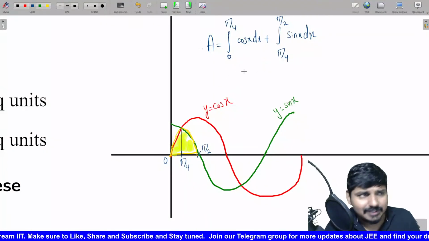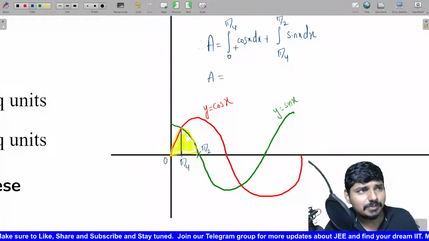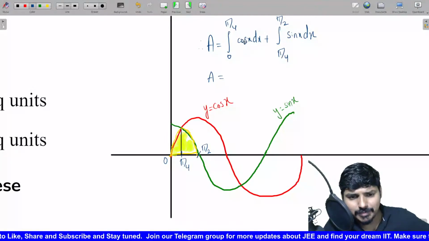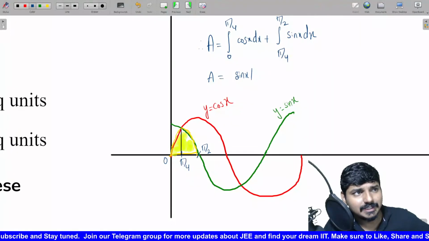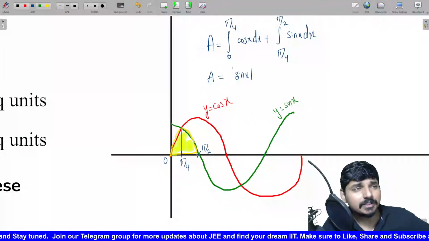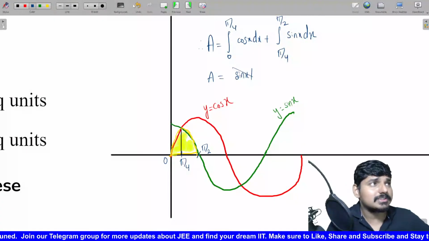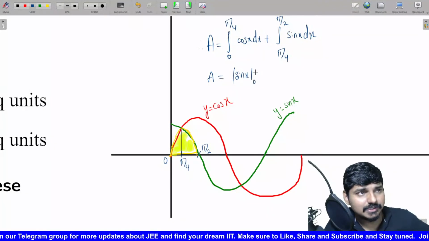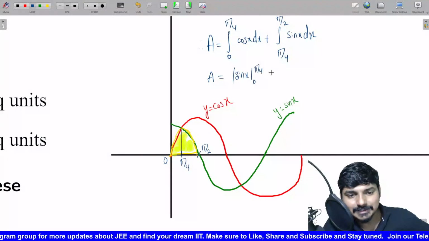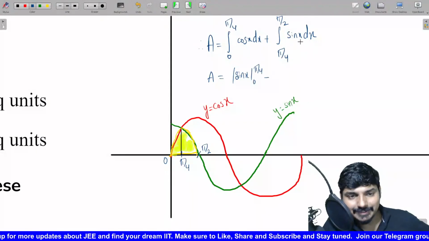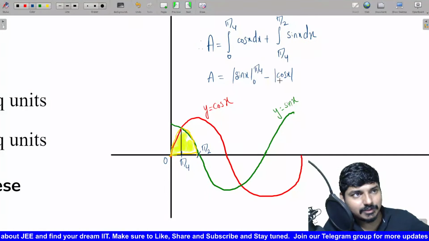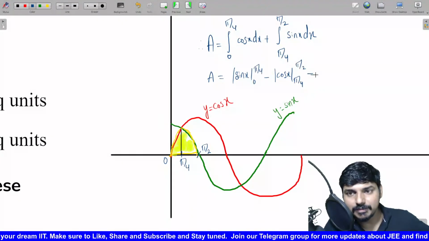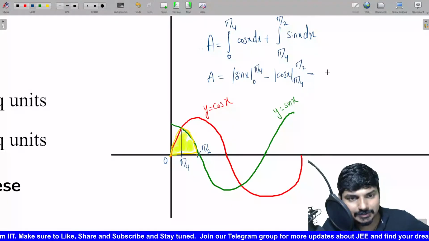So let me find out the answer also for you. The area is going to be integration 0 to pi by 4 cos x dx, plus integration pi by 4 to pi by 2 sin x dx. Integration of cos x is going to be sin x, in the limit 0 to pi by 4. Integration of sin x is going to be minus cos x, and the limits are pi by 4 to pi by 2. If you do the simplification, what am I going to get in this case?